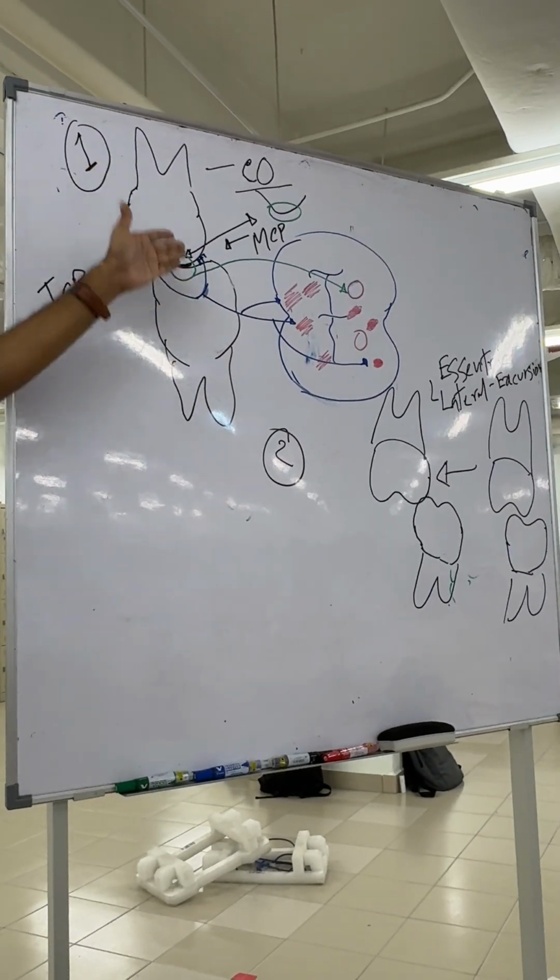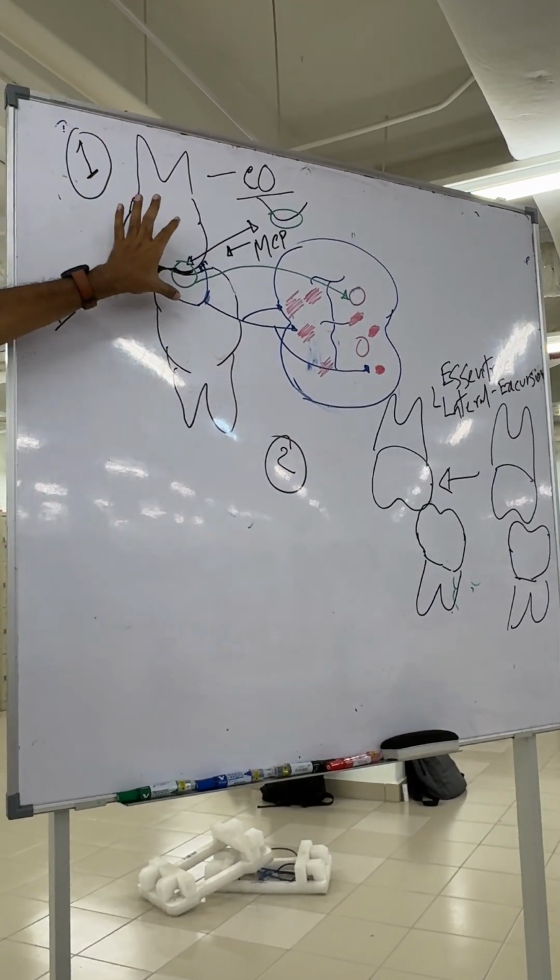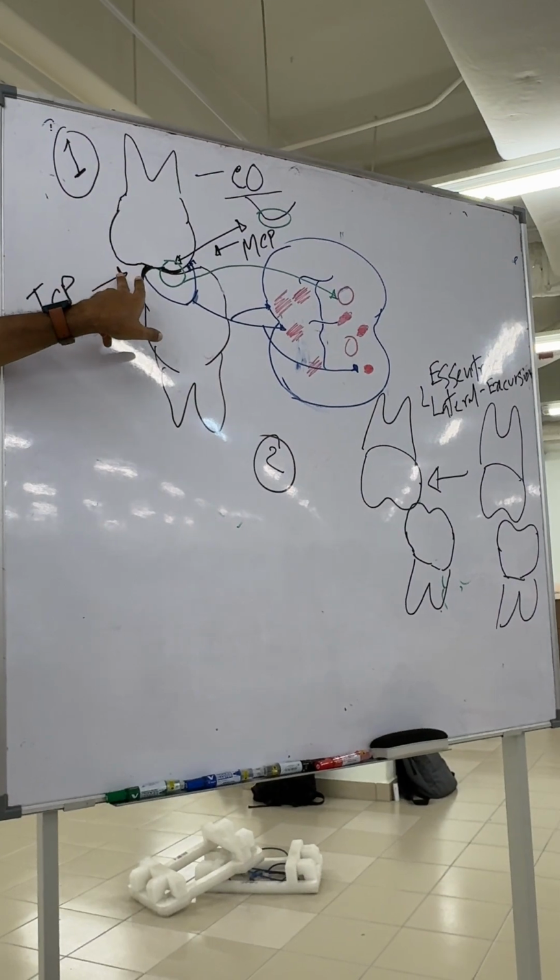I did the centric occlusion bite, right? This is the ideal one. I have 1 millimeter of overjet, right? Understood?